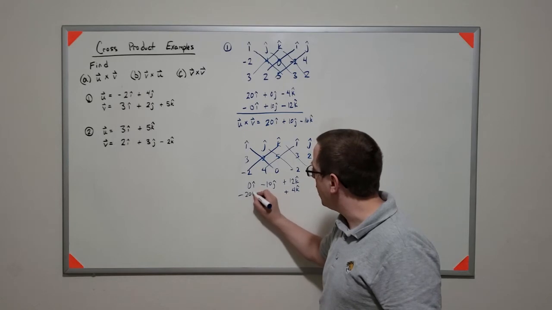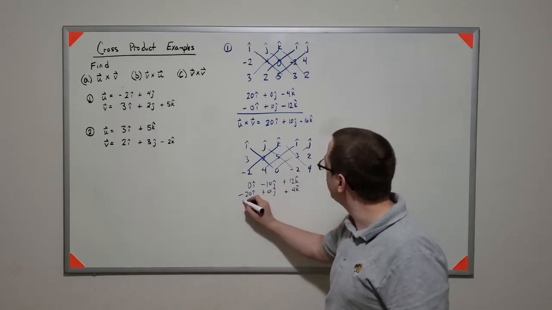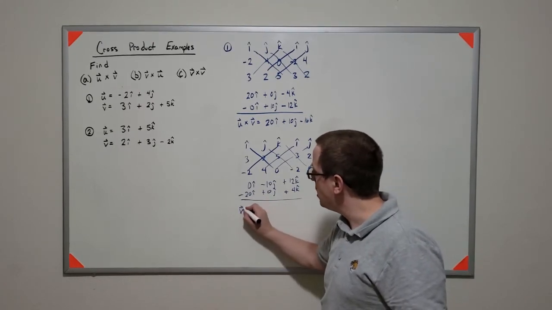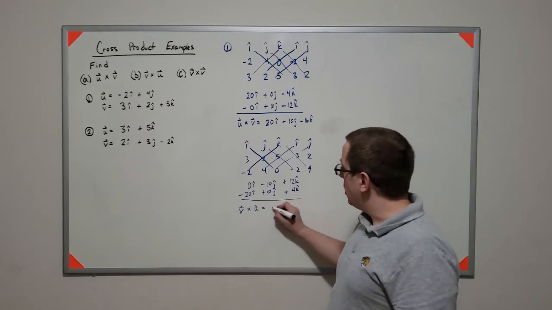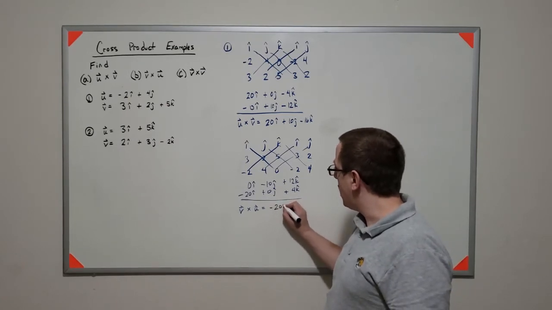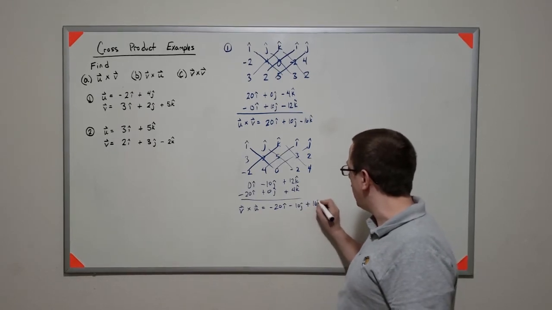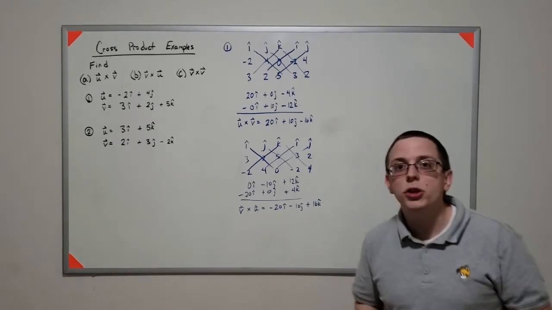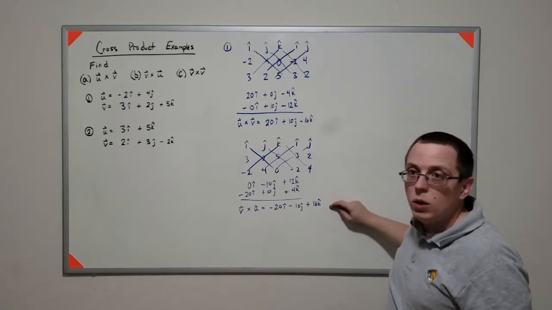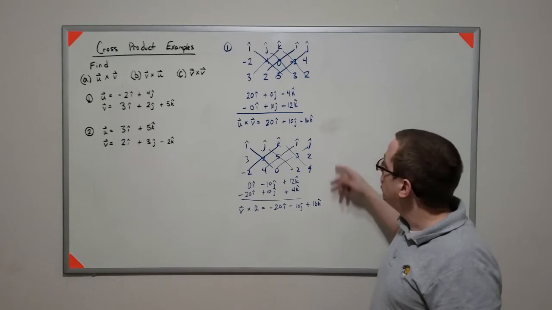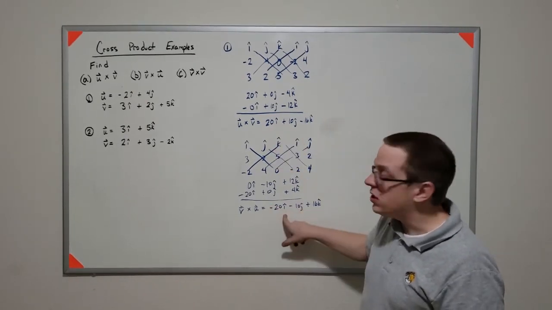Negative 20i. And then 0j. So v cross u is going to be negative 20i minus 10j plus 16k. So I want you to notice something. u cross v and v cross u are parallel vectors, but they're in the opposite direction. And they have the same magnitude, right?